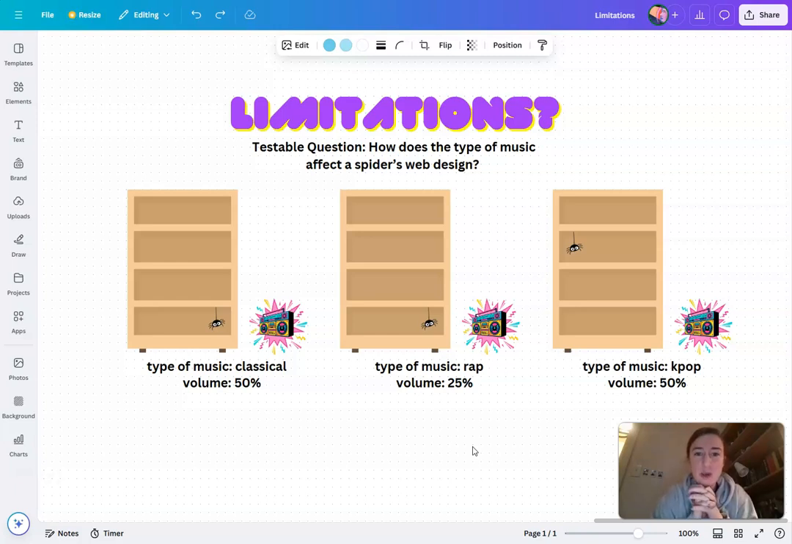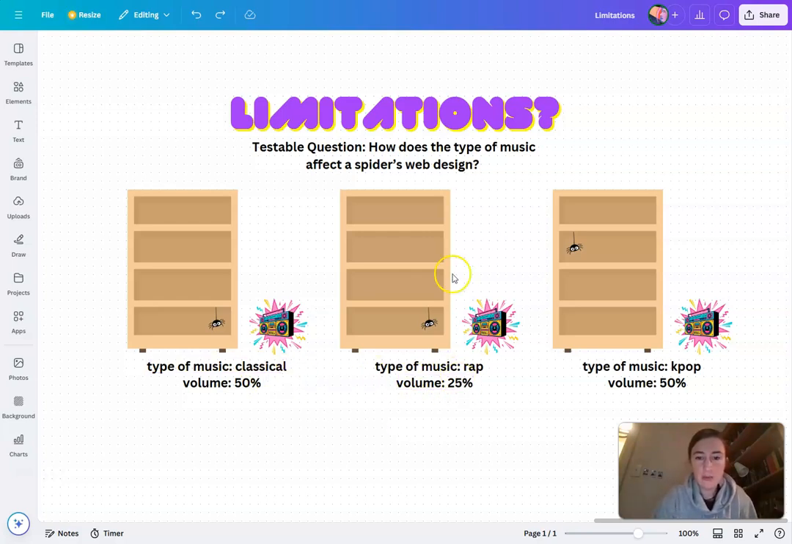All right, testable question. How does the type of music affect the spider's web design? Right off the bat, let's go quickly here. Right off the bat, this spider is on a different shelf. We need to move this little spider down here. Okay? This, no good. What if this second shelf gets a weirder design, I don't know, automatically, just because it's on the second shelf and it's higher up.